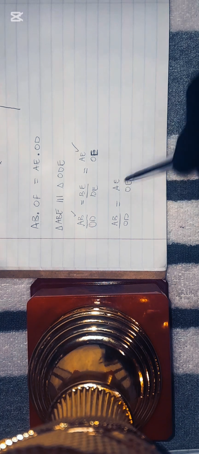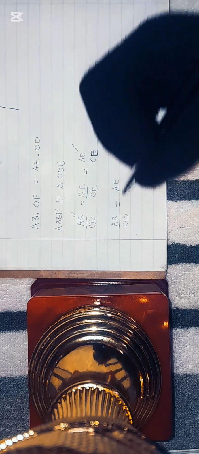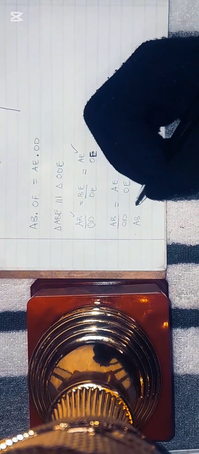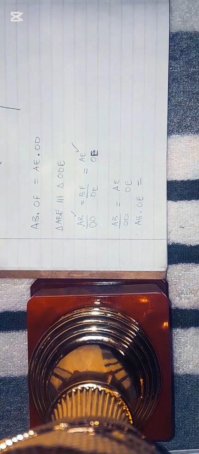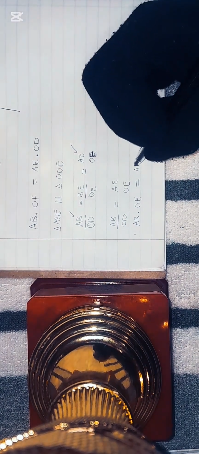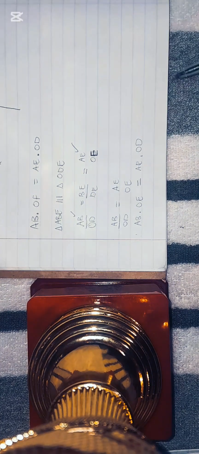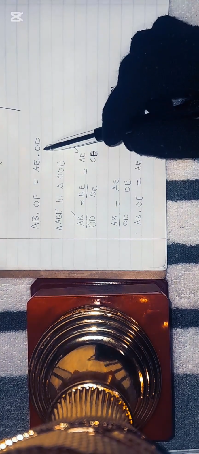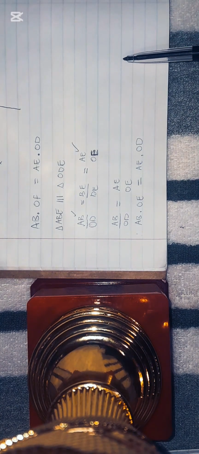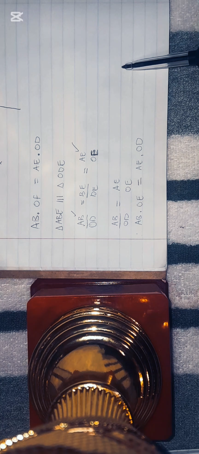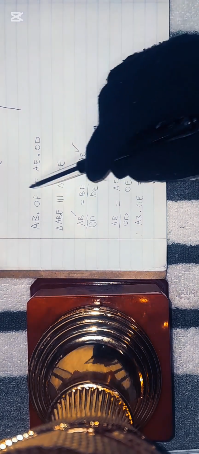Now I'm going to cross multiply the two. If I cross multiply, what do I get? Therefore I'm going to get AB multiplied by OE being equal to AE multiplied by OD. Now if you can check, this side is completed, right? The right hand side of the proof is completed. The only thing now that is left is removing the OE and then having an OF.